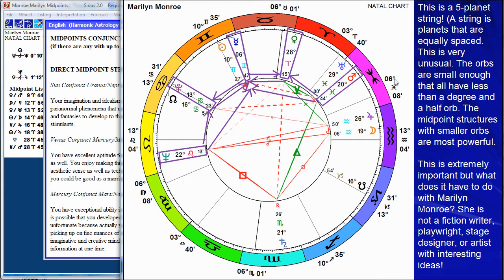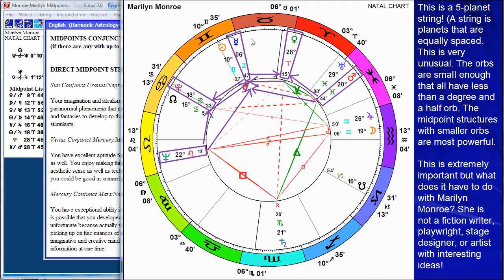And here it is. She has an extraordinary, unusual pattern. We call it a 5-planet string. The distance from Mars to Venus is about 38 degrees. Another 38 degrees to go from Venus to Mercury. Another 37 degrees to get to Pluto. And then another, about 39 degrees. So between 37 and 39 degrees from Mars to Venus, Venus to Mercury, Mercury to Pluto, Pluto to Neptune, they're all about equally spaced.